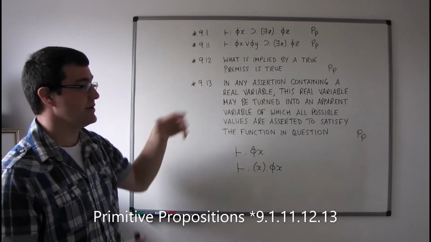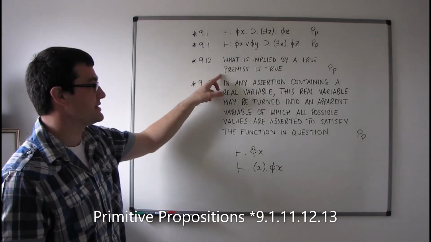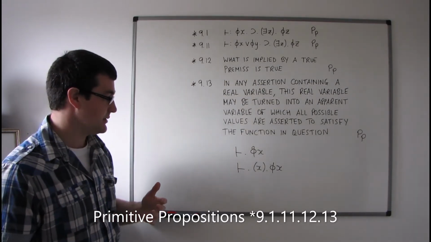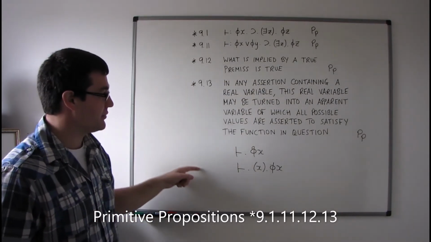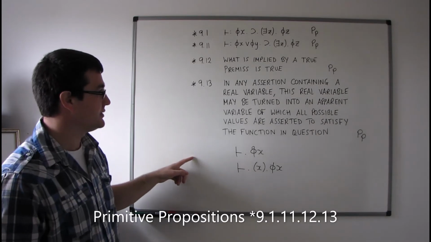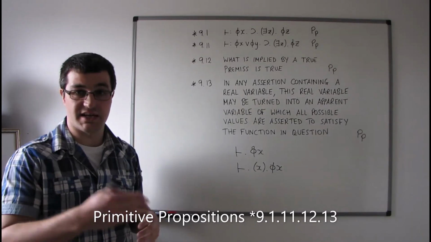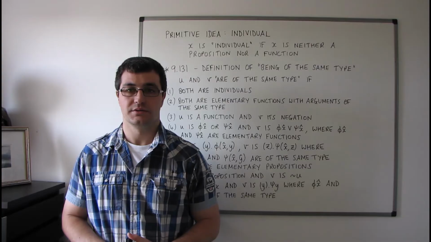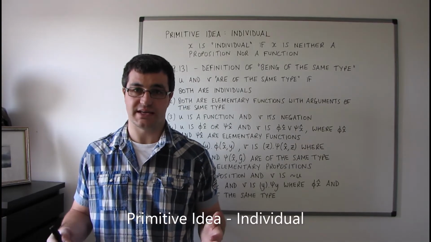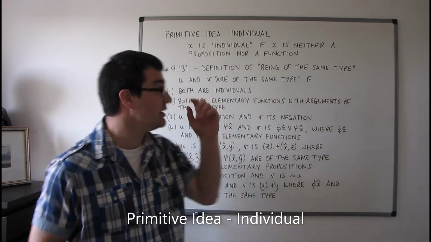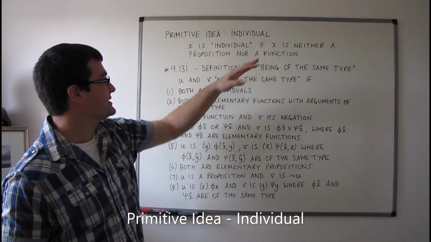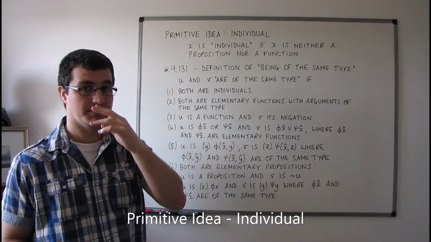Similarly for this one, actually, we don't need to reduce this to a purely symbolic form because it's only ever going to be used as a rule of inference. Okay, but this is a massively important primitive proposition that's going to be used continually throughout what we're going to be moving on to. So now we come to a new primitive idea, which is that of individuals. So primitive idea, individual. X is individual if X is neither a proposition nor a function.